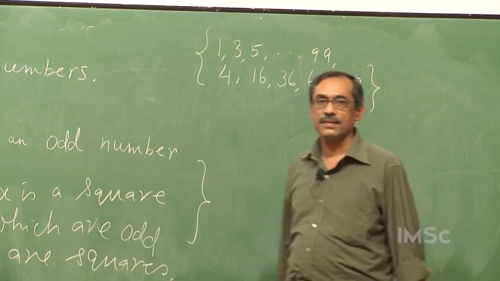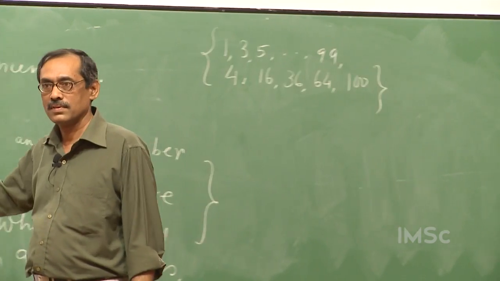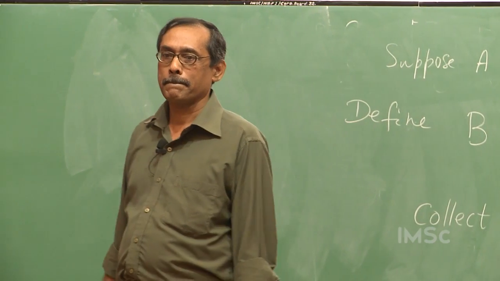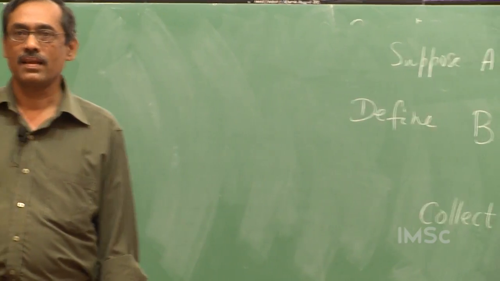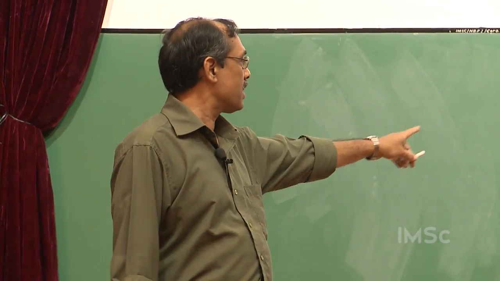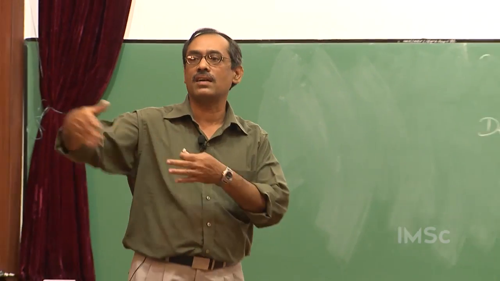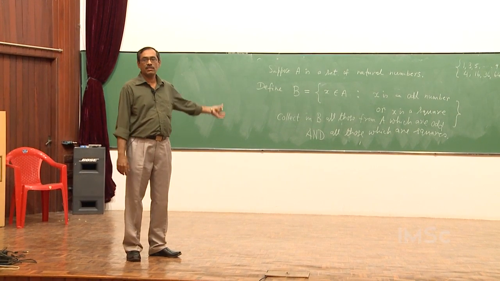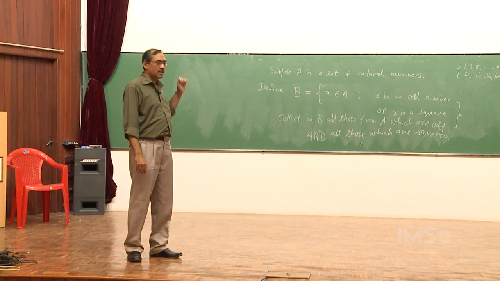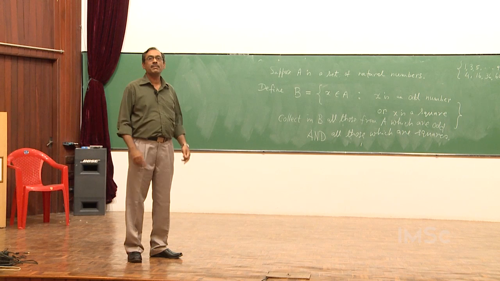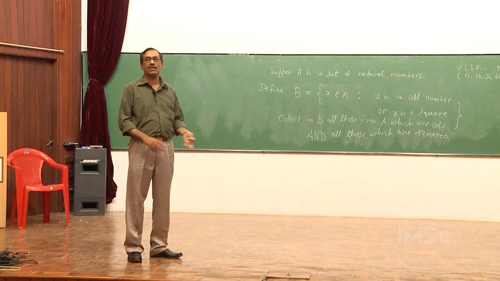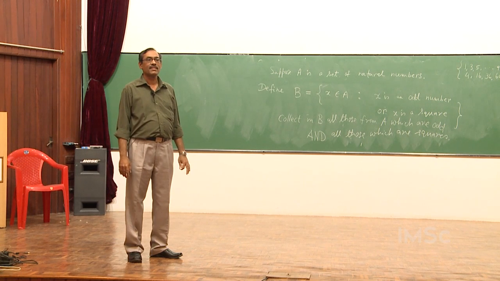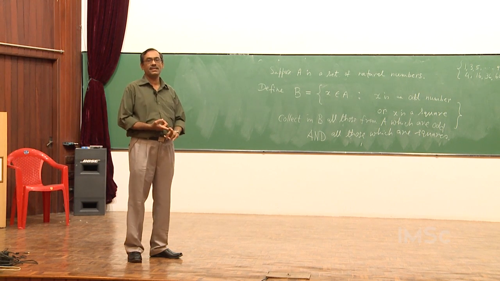Yeah. So are they not the same? So this is what I have got by following my rule: collect all the odd numbers and also all those which are squares. This is how I get it. Now look at the definition of B. Tell me one element which is in B but not in that set if A is equal to 1 to 100. Which element is in B but not in that set?